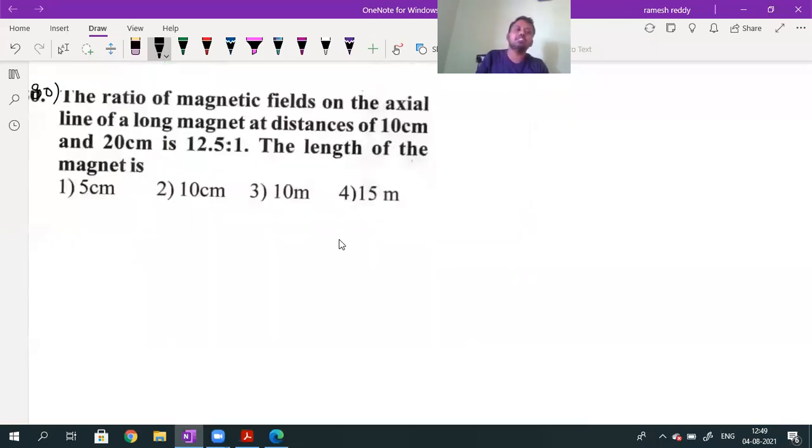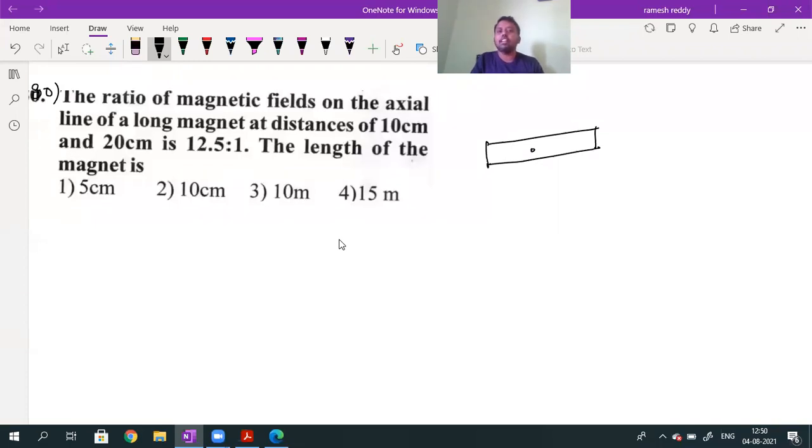See this question. The ratio of the magnetic fields on the axial line of a long bar magnet at a distance of 10 centimeters and 20 centimeters is 12.5:1. What is the length of the magnet? One long bar magnet is given. What is the length of the bar magnet? They are asking us to calculate the length of the bar magnet.